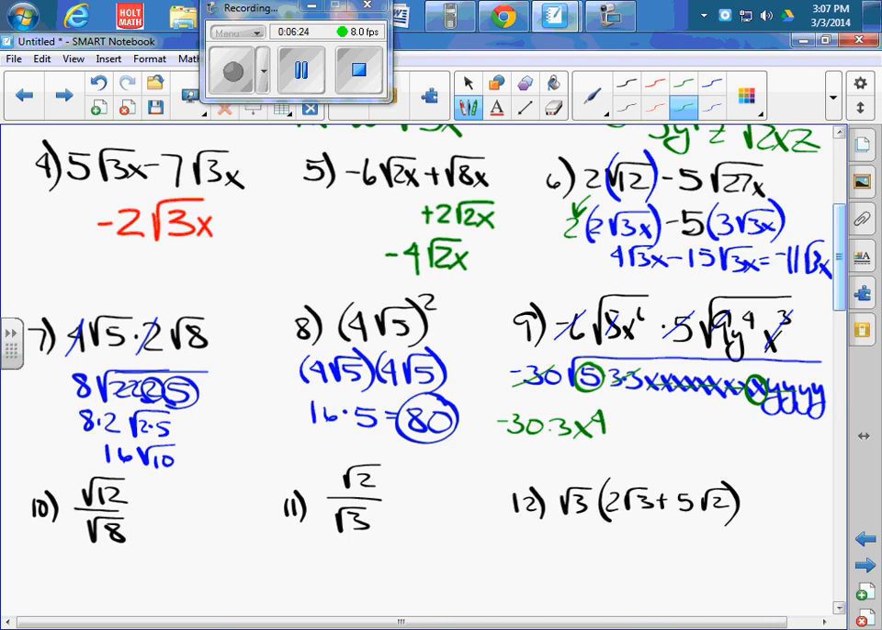This x stays back. Y times y is y squared. So you're going to have radical 5x staying back. So your answer would be negative 30 times 3 is negative 90 x to the 4th, y squared, radical 5x.